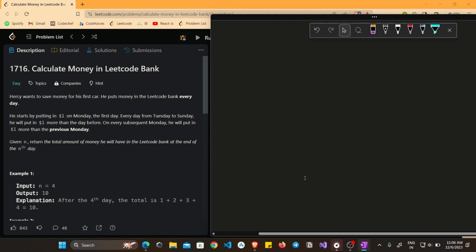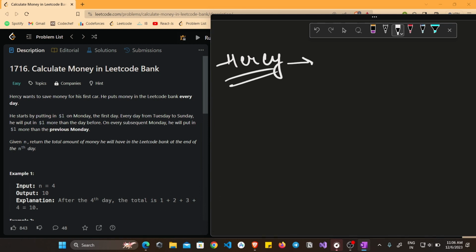Given n, return the total amount of money he will have in the LeetCode Bank at the end of the nth day. So first of all, what the problem is trying to convey to us is that there is one person, Hershey. He wants to save some money, and in order to save the money, he's going to put his money in the bank, and he will start putting his money in the bank from Monday.